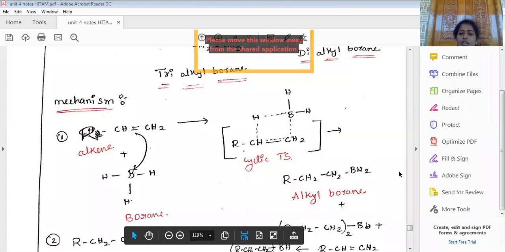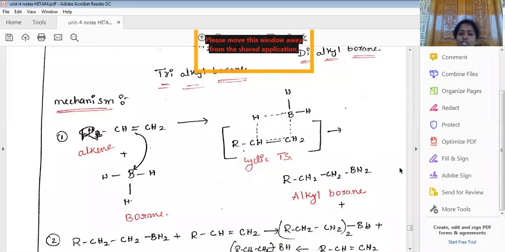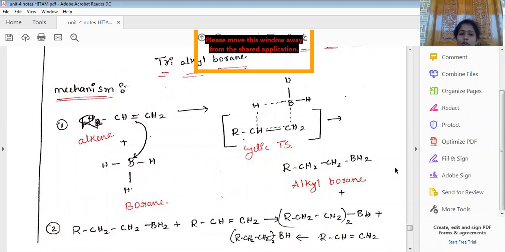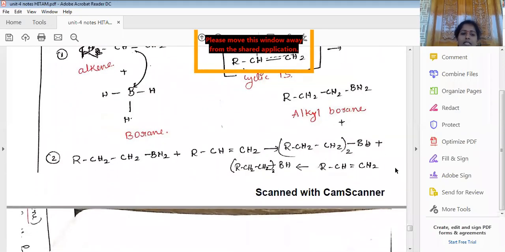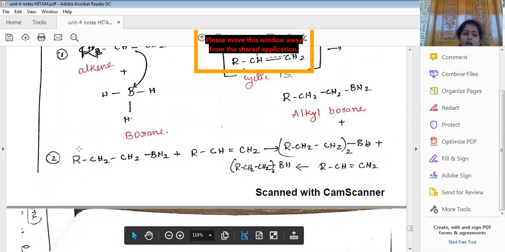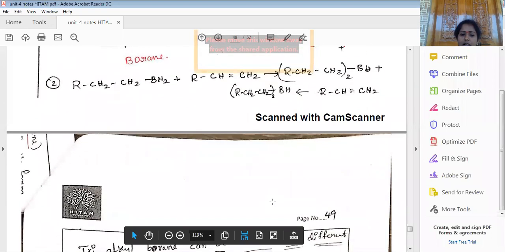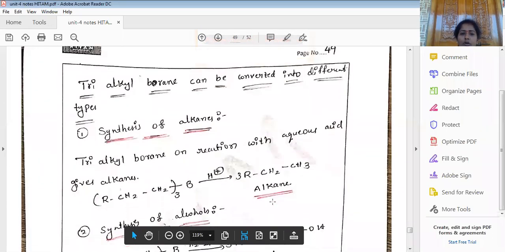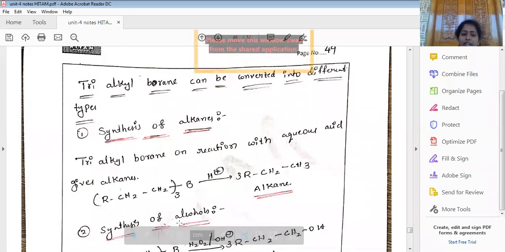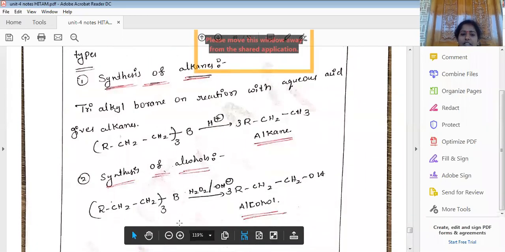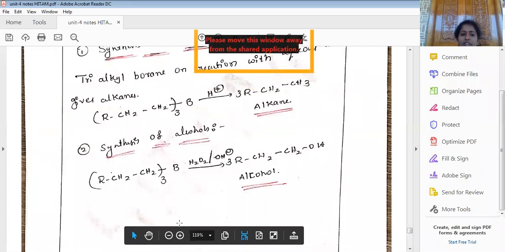So this is about the mechanism of addition of borane to the carbon-carbon double bond, the olefinic double bond. The alkyl borane formed is involved in the reaction further, and further alkylation is possible. We will get trialkyl borane as the product. Then trialkyl borane can be converted into different products. Either alkanes are generated, otherwise alcohols, nothing but hydroxy compounds, can be generated.